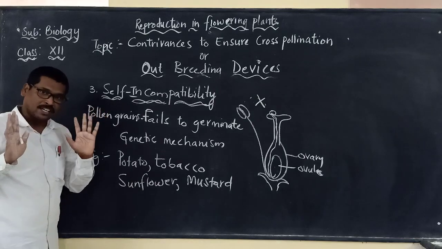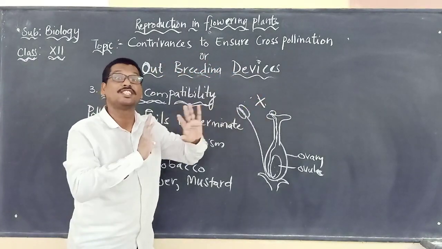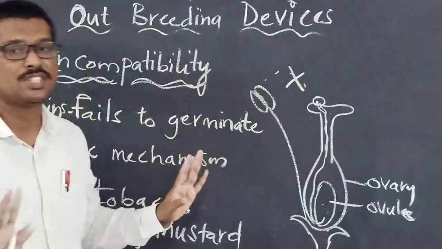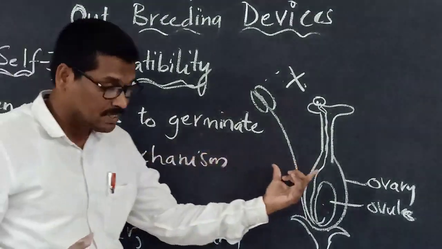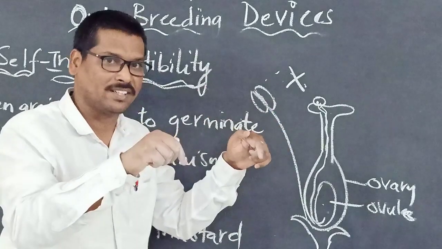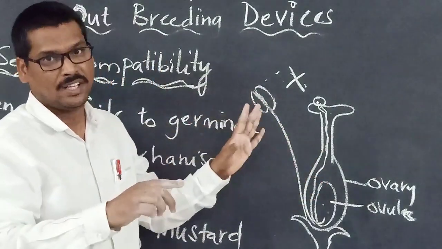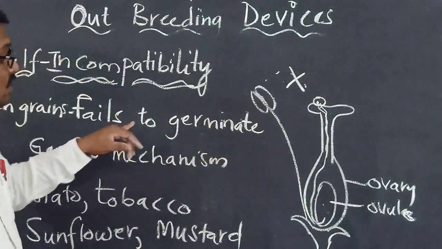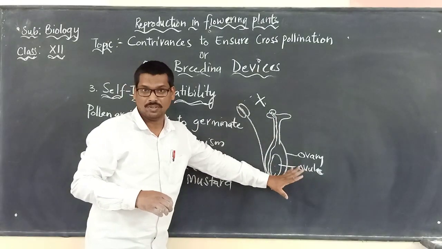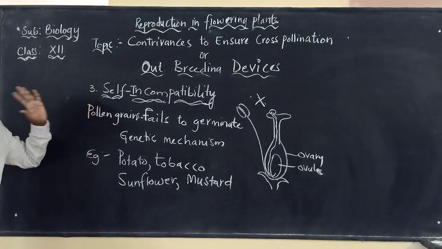So self-incompatibility means the pollen grains that fall on the stigma fail to germinate within the same flower or between two flowers of the same plant. They will not encourage what? The germination of the pollen grains to reach the ovule. This is called self-incompatibility.